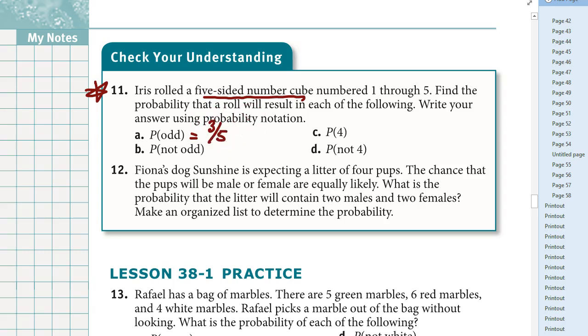I'm going to pause the video for you to answer B, C, and D. So question B, the chance of not getting an odd is 2 out of 5. It's the rest of them. If 3 out of 5 are odd, the other 2 of them are not odd numbers. Question C, the chance of getting a 4 is 1 out of 5. Only one face of the cube has a 4 on it. The chance of not getting a 4 is the rest of them, the other 4 of them. So 4 out of 5 is the answer.